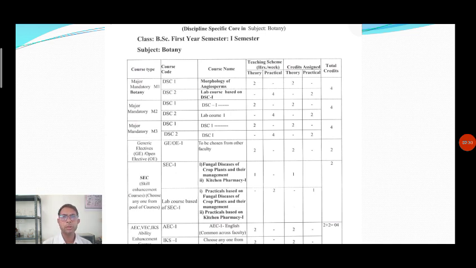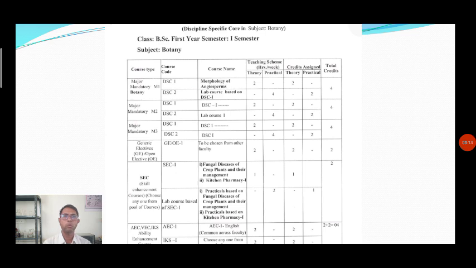Now after the major mandatory, that is the M1 paper from botany, there is another paper that we call generic elective, or GE. This GE, or open elective, OE, is something the student has to choose from another faculty. For example, if the student is studying in science, he can choose from the arts faculty, or another faculty. So that is known as generic electives or open electives.